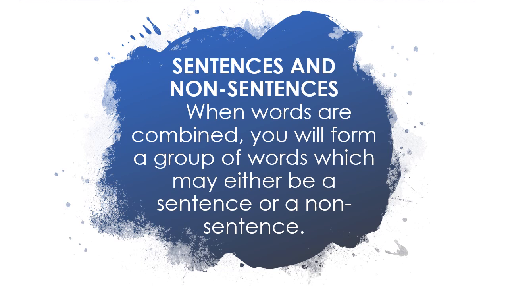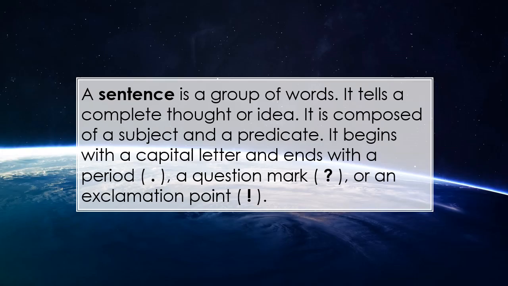Sentences and non-sentences. When words are combined, you will form a group of words which may either be a sentence or a non-sentence. What do we mean by sentence? A sentence is a group of words. It tells a complete thought or idea. It is composed of a subject and a predicate. It begins with a capital letter and ends with a period, a question mark, or an exclamation point.